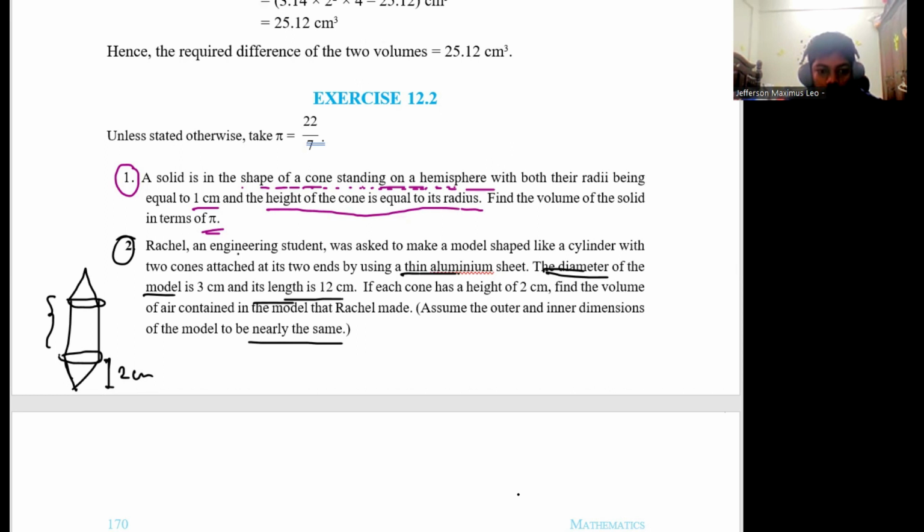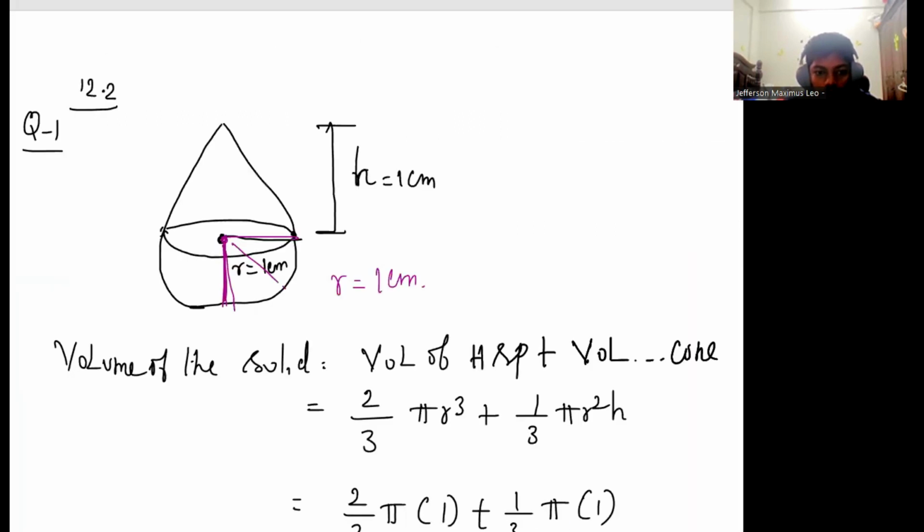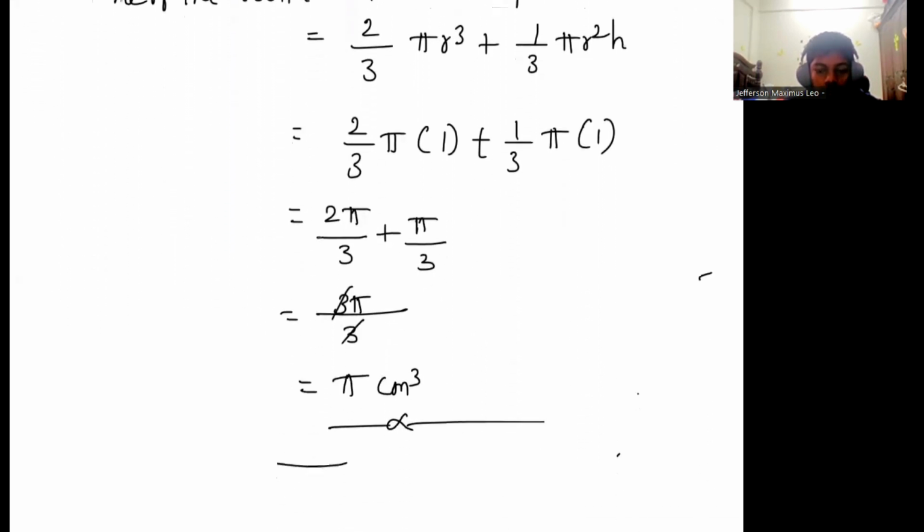So in the calculation, what do we need to find? Volume of cylinder and two times the volume of cone. What's the volume of cylinder formula? Pi r square h. Volume of a cone? 1 by 3 pi r square h. Yes, good.